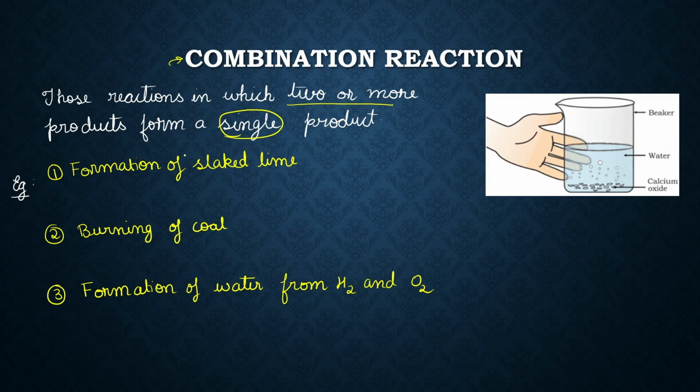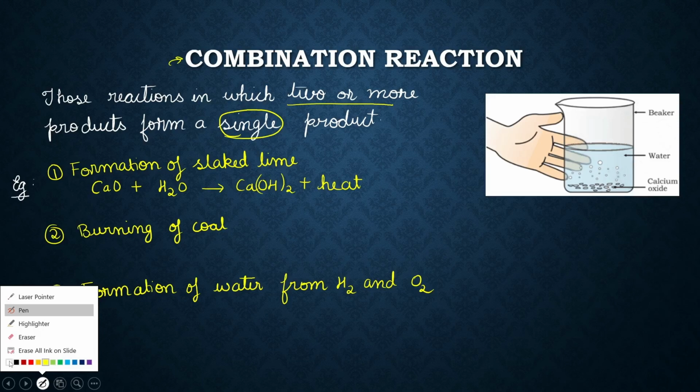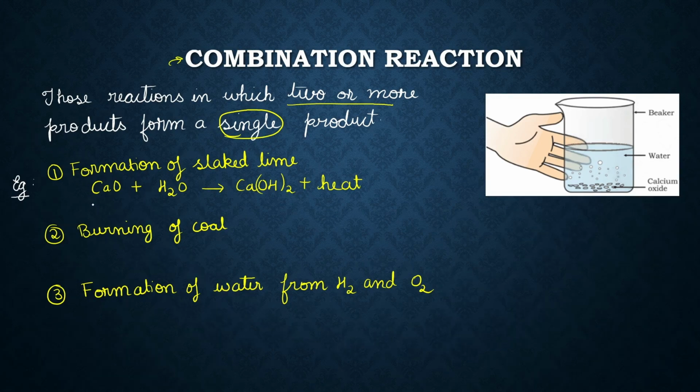That is formation of slaked lime. When calcium oxide reacts with water, it leads to the formation of calcium hydroxide with the release of a large amount of heat. So this is an example of a combination reaction. You can see here there are two reactants combining to give a single product. Now this calcium oxide, the common name is quicklime, and calcium hydroxide, its common name is slaked lime.